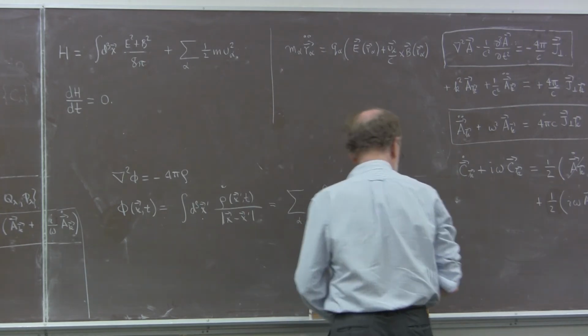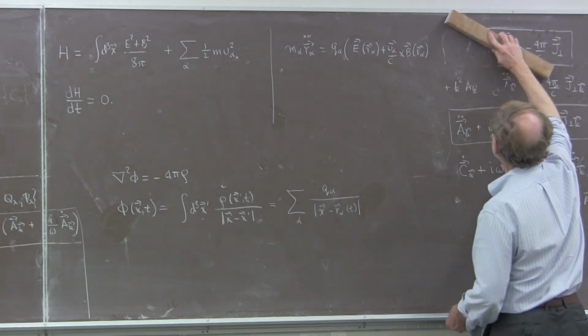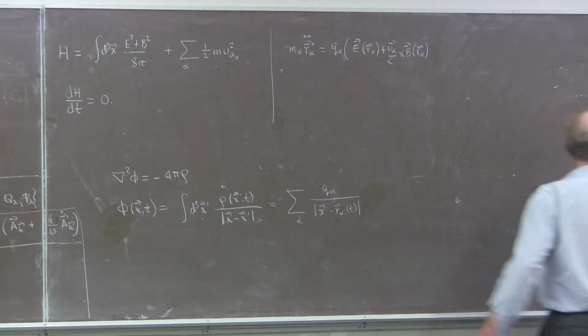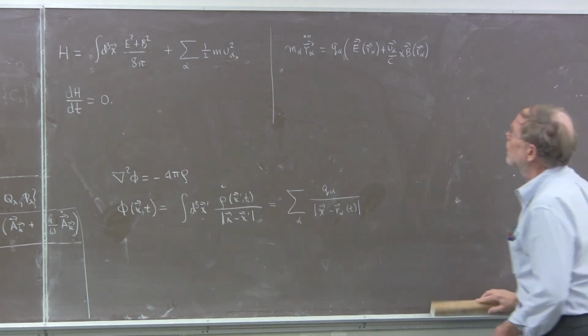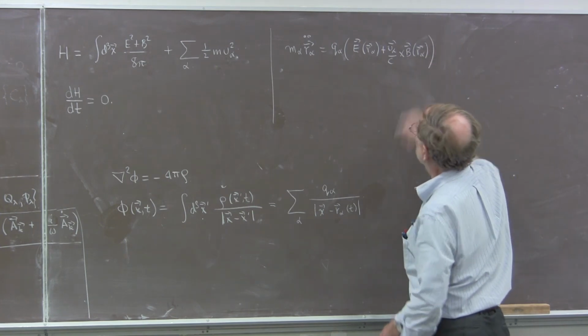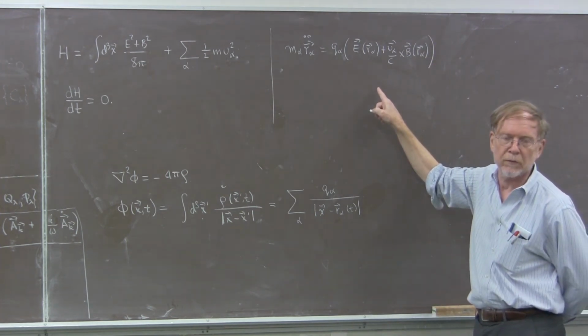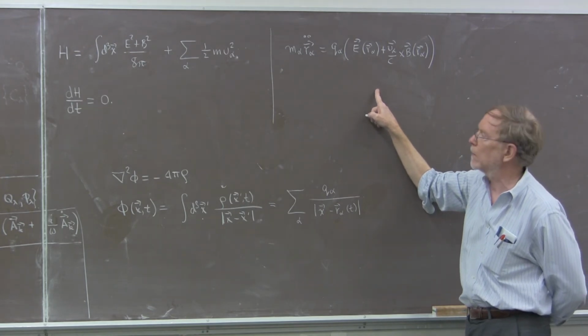And I'm running out of space here, so I don't think I need this anymore. I don't need this anymore either. So these are the Newton-Lorentz equations of motion for a charged particle in a given electric and magnetic field.